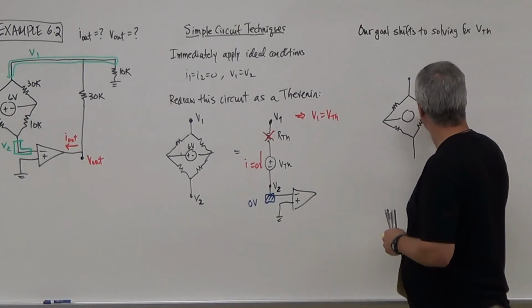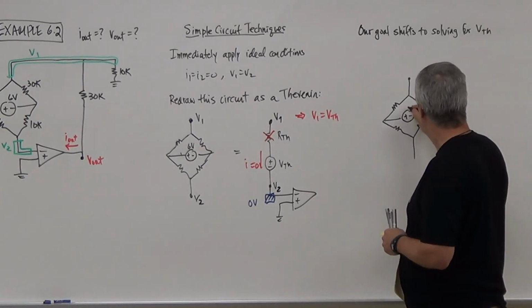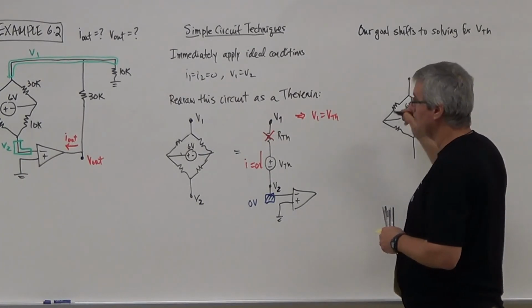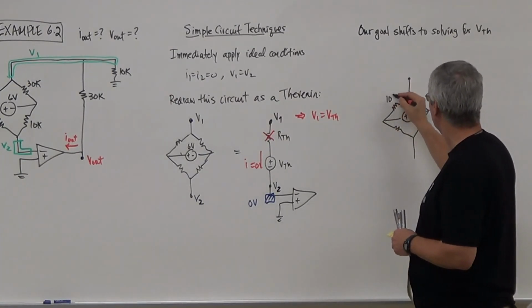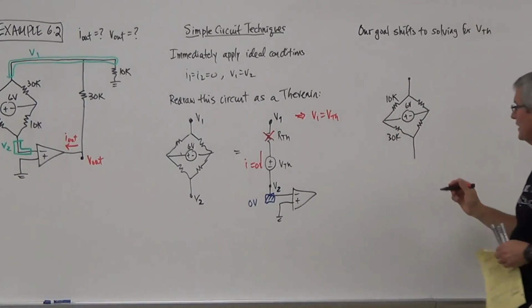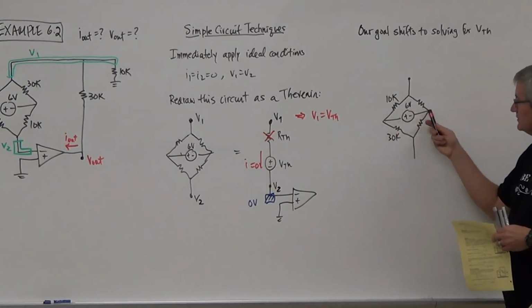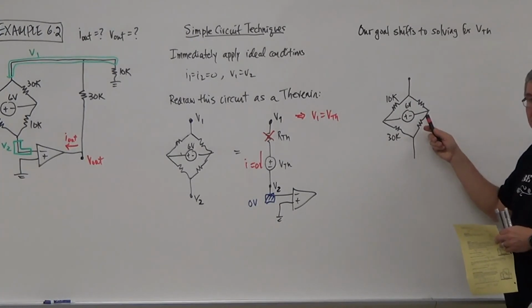You can see that my diamonds here are very symmetric. So if I look at this guy, it's a 10K, and this guy's a 30K. So all I'm going to do now is follow the current in these branches. Note that that branch is parallel to this branch.